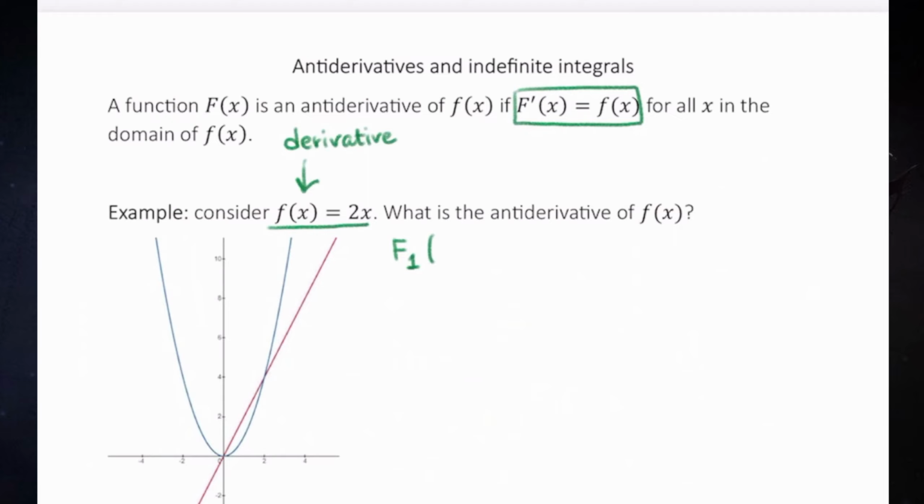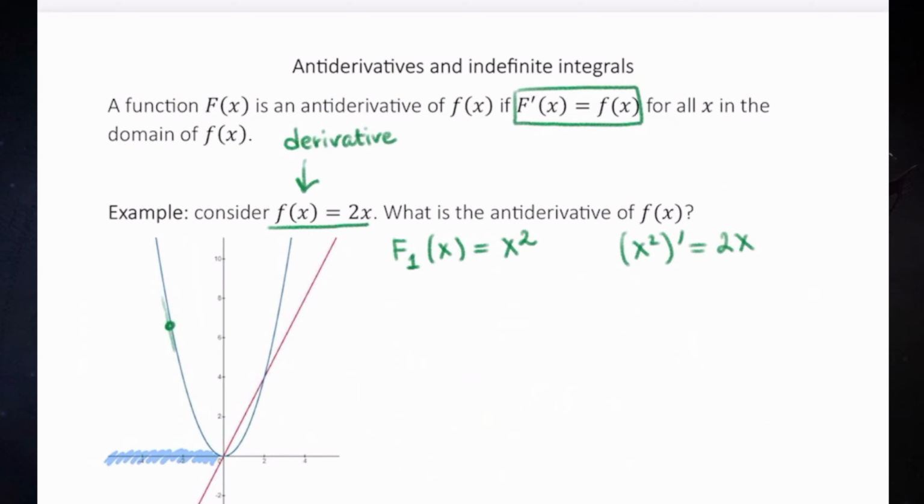Let's say f1 of x is equal to x squared, and we can check that x squared prime is indeed 2x. So this is one function that is an antiderivative of our linear function 2x. And here on the graph, you see the graphical connection between those two. What's happening from negative infinity to 0? Well, on this portion of the domain, our quadratic function is decreasing, and that corresponds to the derivative function being negative. So all these tangent lines will have a negative slope.